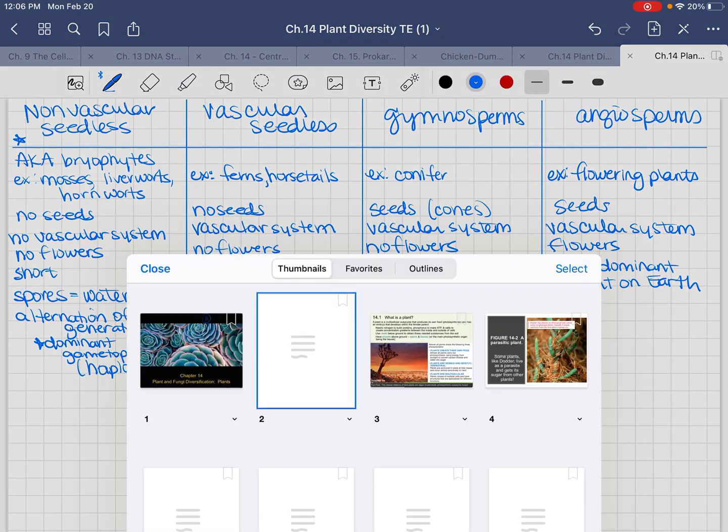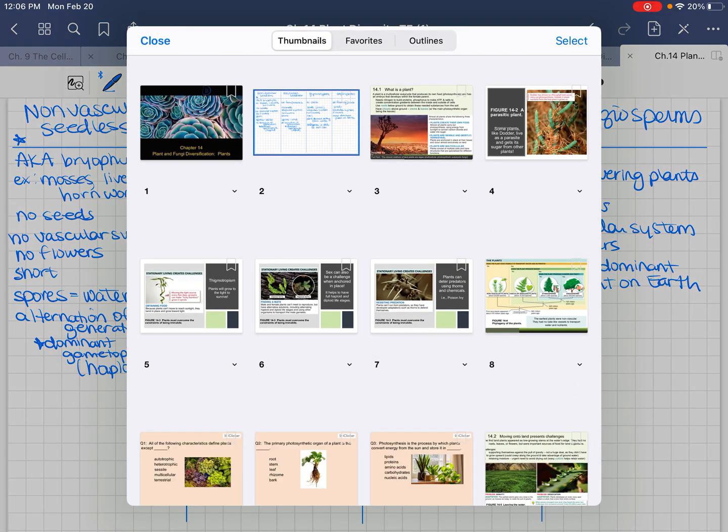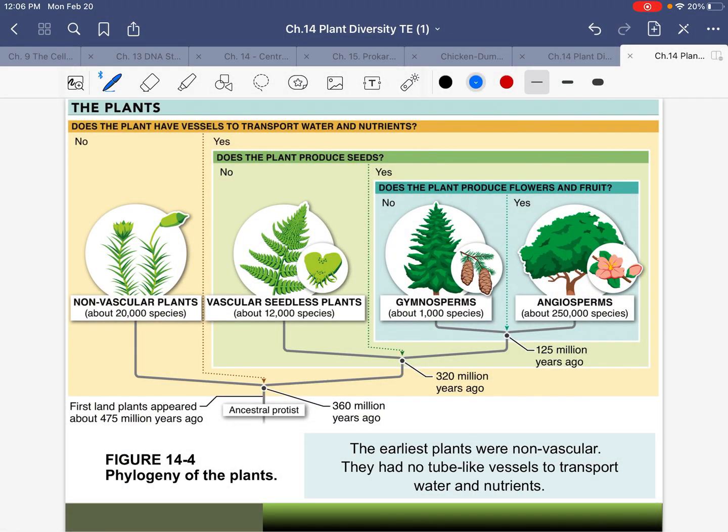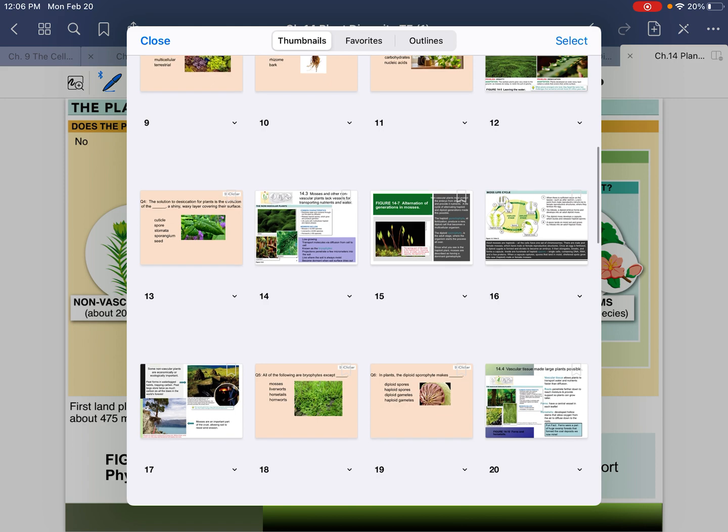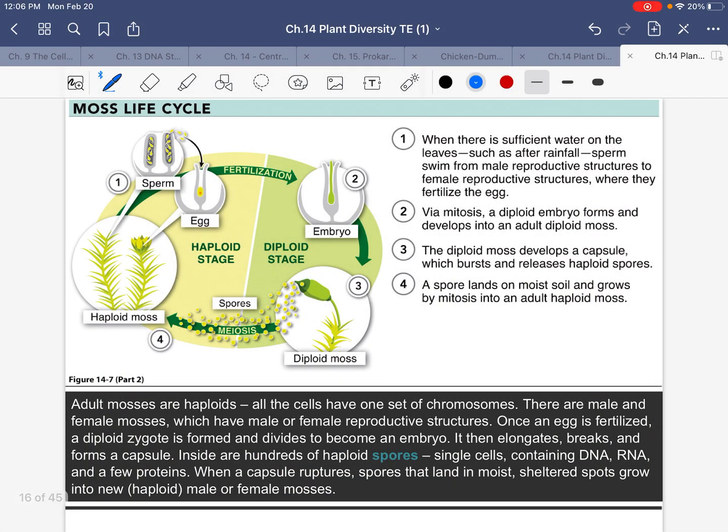All right, we're going to skip a couple of slides. Here we go. When we're looking at our moss life cycle, remember these were part of our non-vascular seedless ones. So they have spores. And on your test, you are going to see this diagram, and it wants you to be able to recognize the parts of the diagram. Specifically, it wants you to recognize the embryo here, which part of the moss life cycle is that, and that is the embryo.